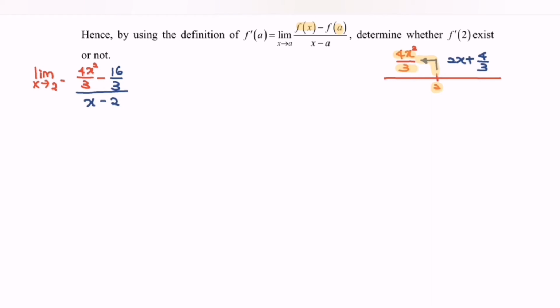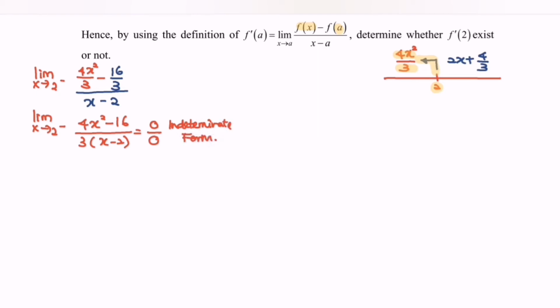Rearrange or simplify the situation. We will have the limit when x approaches 2 from the left of 4x squared minus 16 over 3 times (x minus 2). If we substitute the value, we will obtain 0 for the numerator and also 0 for the denominator, which we call an indeterminate form.